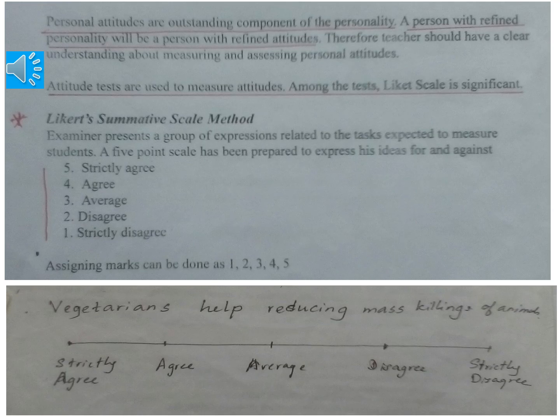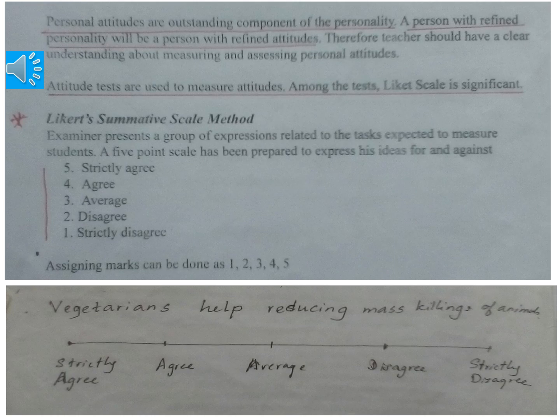Attitude tests are used to measure attitudes. Among the tests, the Likert scale is significant, as I mentioned earlier. So there's a rating scale. For example, now we can assess the students' attitudes. Vegetarians help reduce mass killings of animals. So you can mark strongly agree, agree, average, disagree, strongly disagree.